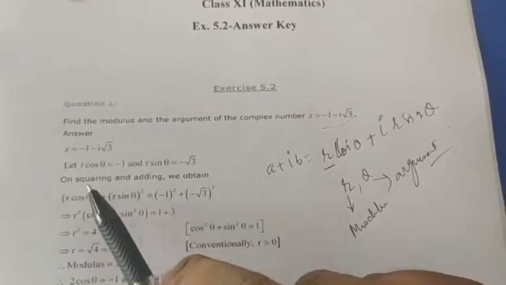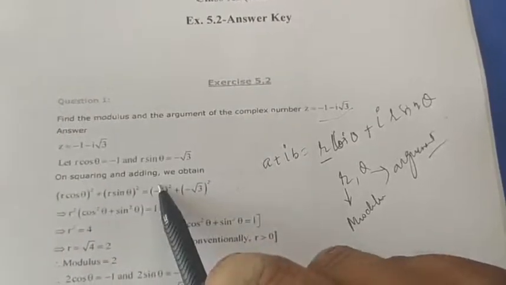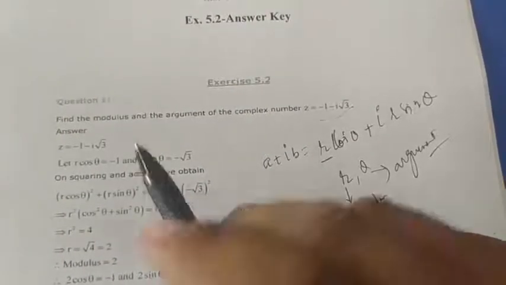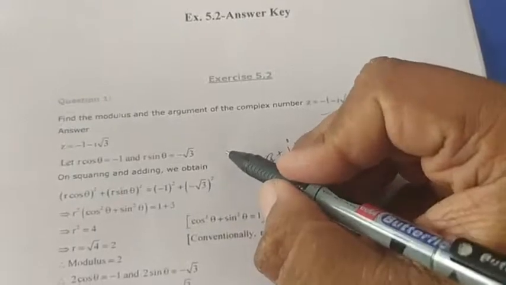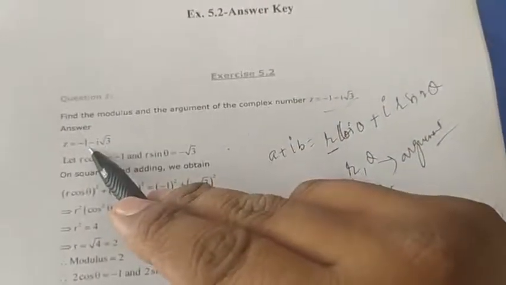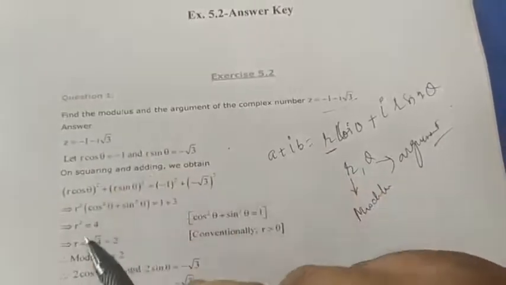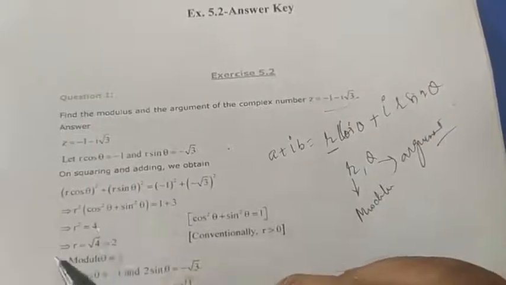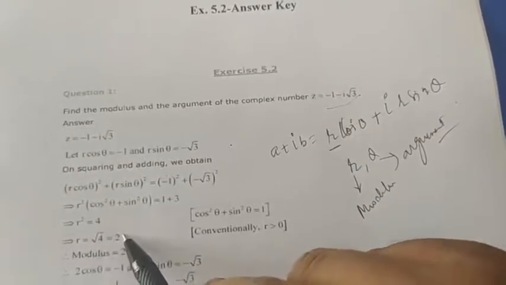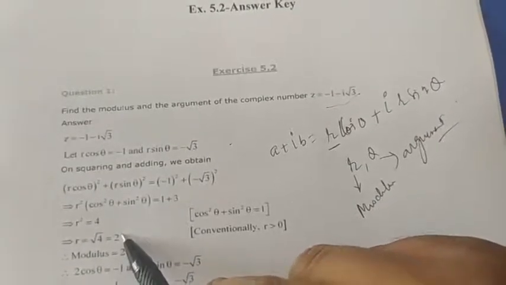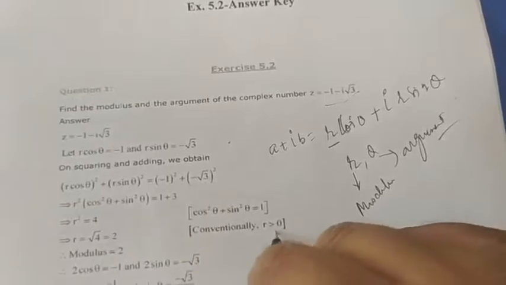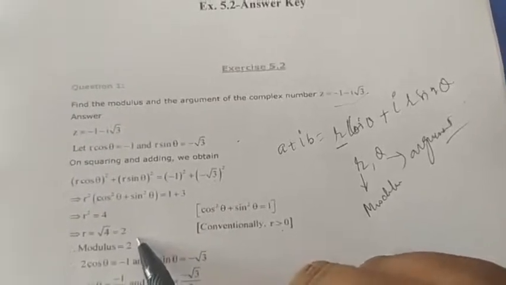So first of all, I will tell one more formula here. You may directly find real part square plus imaginary part square, under root. Means minus 1 square plus minus root 3 square, under root, that will be the r. r value will be 4. r square equal to 4, then r is equal to plus minus 2. Plus value will be taken, because conventionally r should be greater than 0, so minus will be neglected. r is 2, modulus is 2.